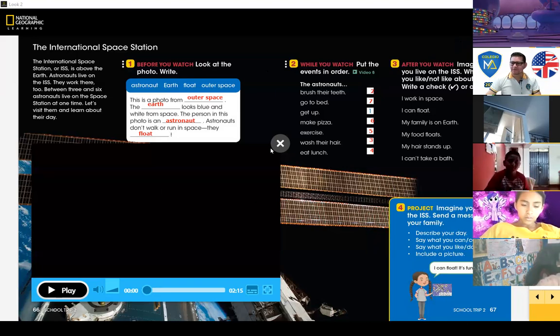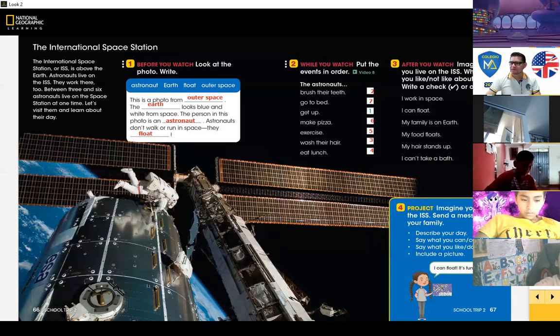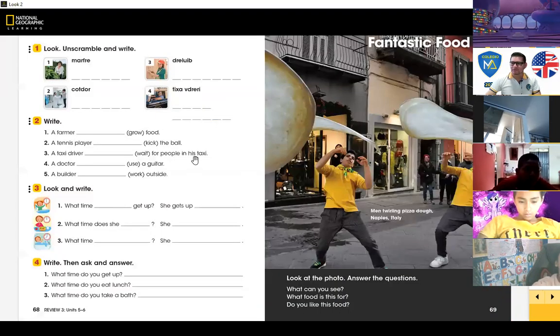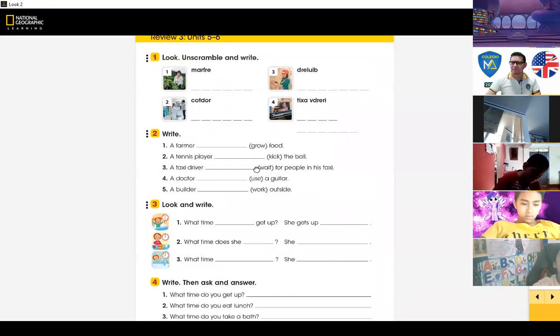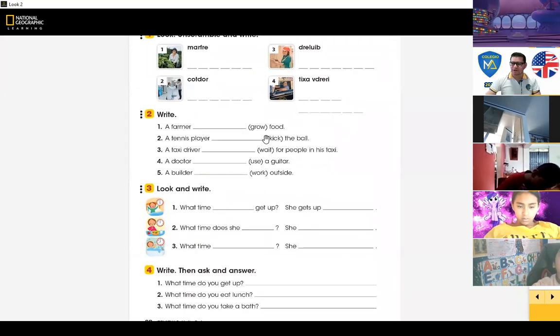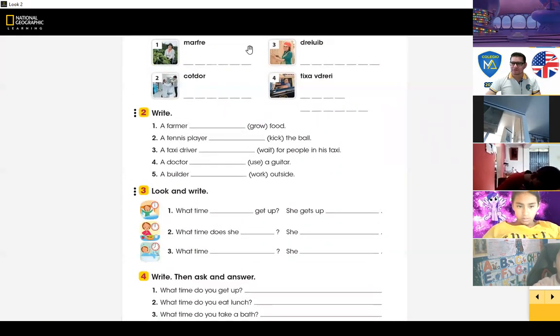Okay, now let's go to the next part. Let's go to the next activity. We don't have enough time. Let's see, what else do we have here? There is the review part. Review the units number 5 and 6. We have to unscramble the words first in this part.